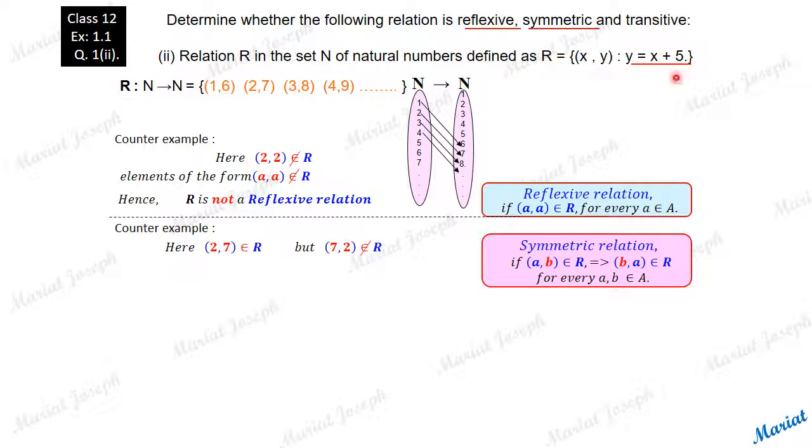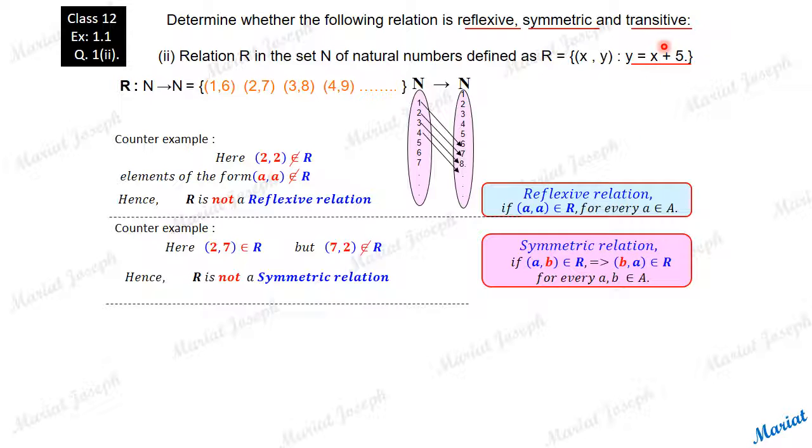Of course it is not written here, but let's check whether (7, 2) can be included in the relation. x is 7 and y is 2. How is it possible? 7 plus 5 cannot be equal to 2. So (7, 2) will never be in this relation. Though we could take the element (2, 7) in the relation, we cannot find (7, 2) in the relation, which goes as a counterexample, an example that goes against the definition. So we conclude that the relation is not a symmetric relation.